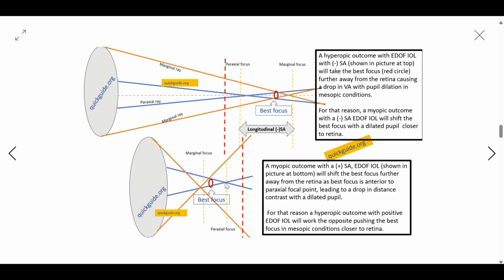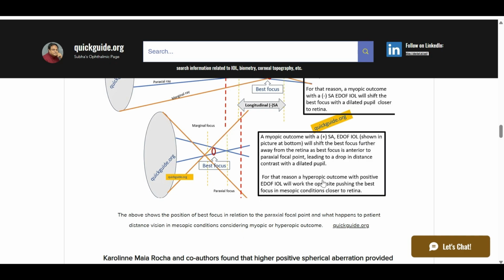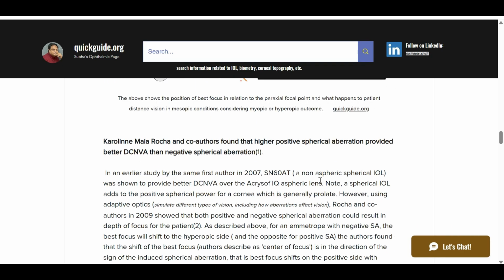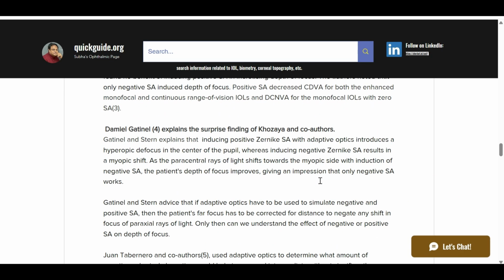So there will be a drop in the image contrast. But with a positive spherical aberration lens, if you have a hyperopic outcome, in fact, the best focus shifts towards the image plane, and there may not be that amount of drop in the image contrast. So that is important for us to remember. You can access this article and have more details about this concept.